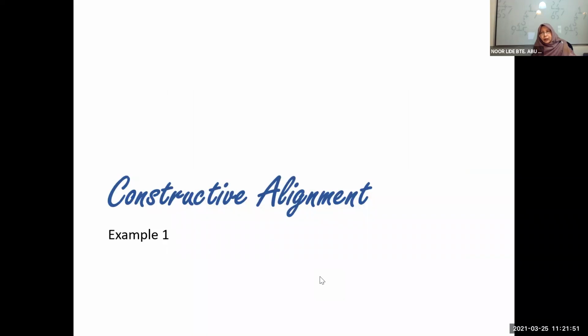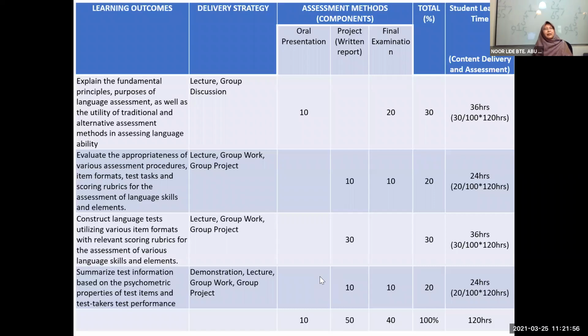And then we need to think about the constructive alignment. This is an example from the course that I am teaching. I have 4 learning outcomes. The first learning outcome is to explain fundamental principles, purposes of language assessment, and the utility of traditional and alternative assessment methods in assessing language ability. I have my delivery strategy, and these are my assessment methods: 10% oral presentation, and the rest is in the final examination.